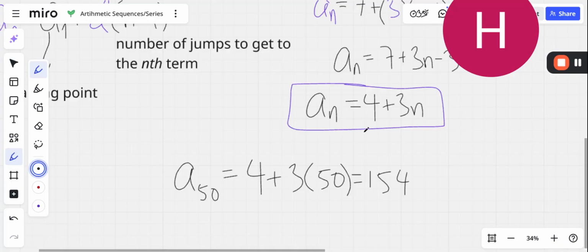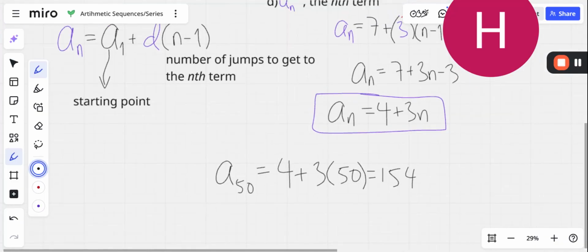Okay. So that is how we deal with sequences, which are basically the numbers on a list, and the list is determined by some kind of a pattern.